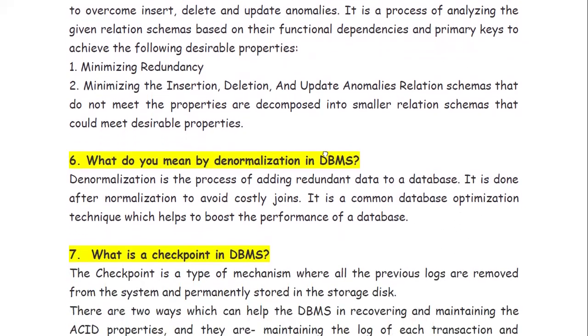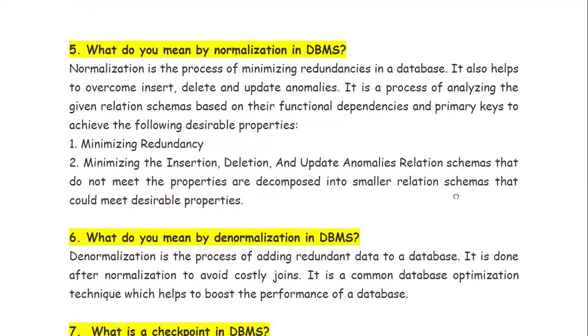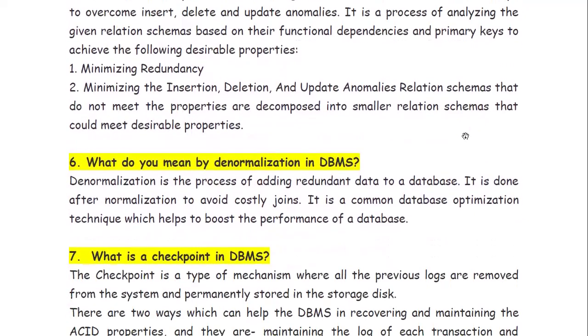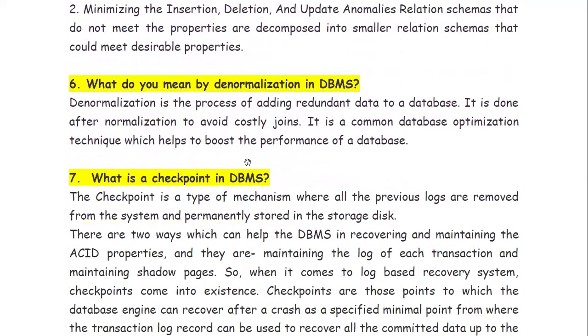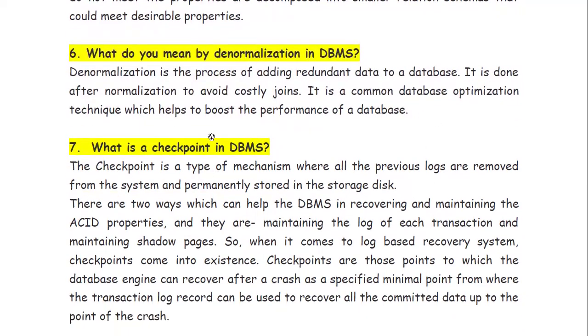Okay, got it? Normalization. Now, what do you mean by denormalization in DBMS? By normalization, we mean minimizing redundancy. So obviously, denormalization is the opposite of it. This is the process of adding redundant data into a database. It is done after normalization to avoid costly joins. It is a common database optimization technique which helps to boost the performance of a database.